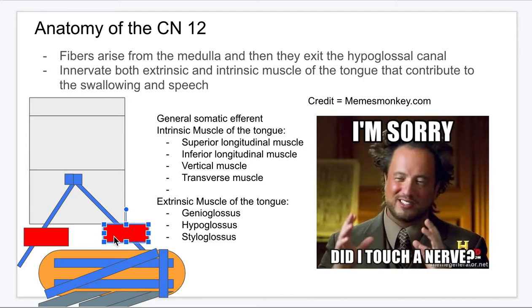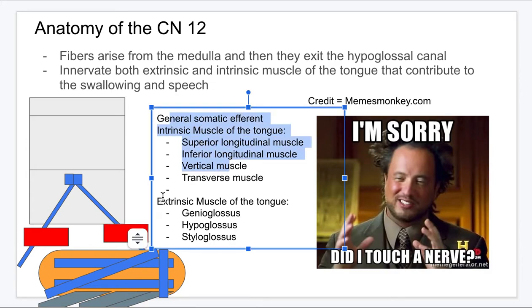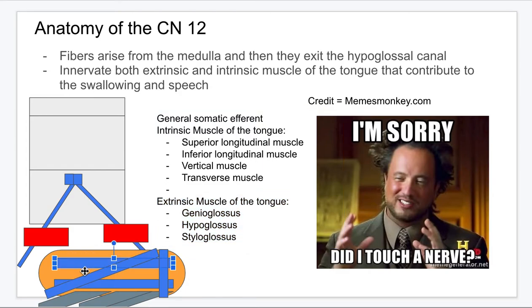It goes towards the tongue, towards the muscles of the tongue. So it goes into the intrinsic muscles and then the extrinsic muscles of the tongue. I'm going to speak in a lot of detail about the extrinsic muscles in the next slide, but the intrinsic muscles of the tongue I'm going to dive into right now. Over here we have the superior longitudinal muscle and the inferior longitudinal muscle, then a vertical muscle, and on top of that a transverse muscle. All of these make up the intrinsic muscles of the tongue.